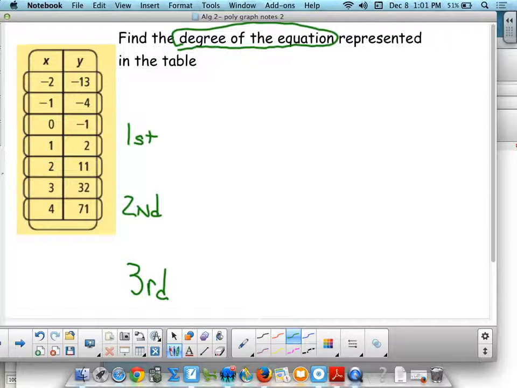Is it first? Well, here's what you do when you're given a table. This is kind of neat. Is this table linear, quadratic, cubic, quartic, quintic? Don't even look at the x's, just look at the y's. Take your y values and just copy them down horizontally. So negative 13, go like this, followed by negative 4, negative 1. Just do it, I'll show you what you're doing. 2, 11, 32.